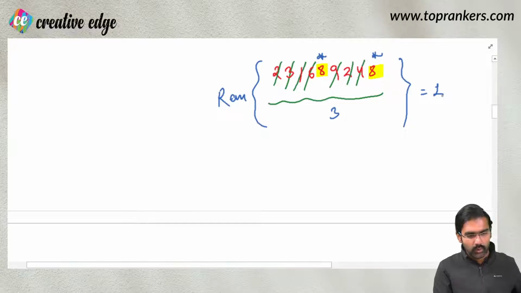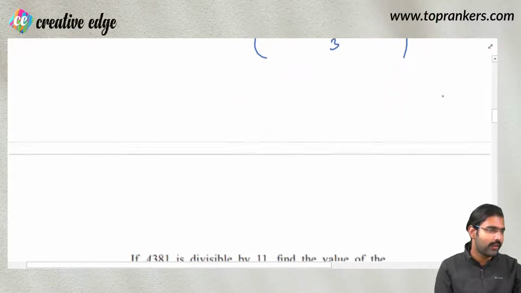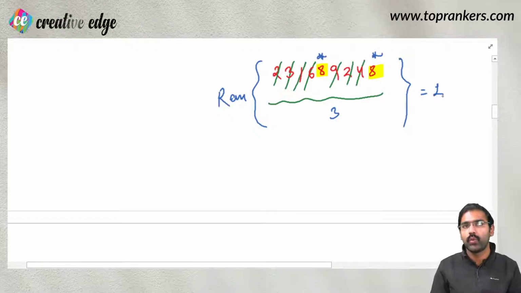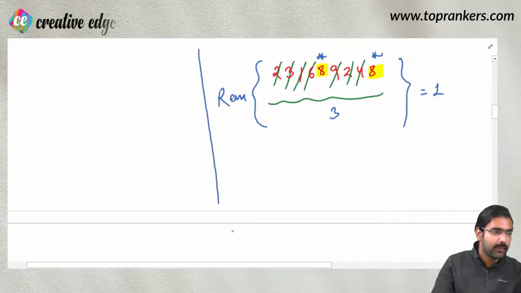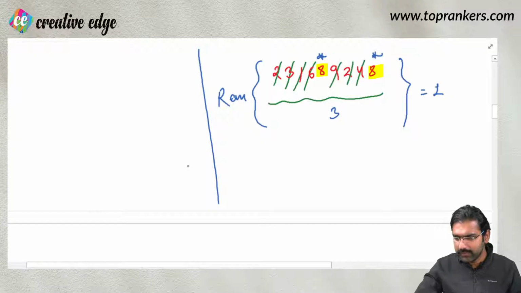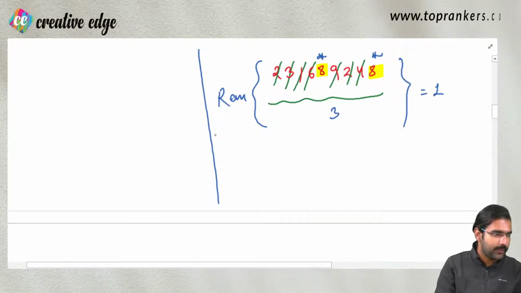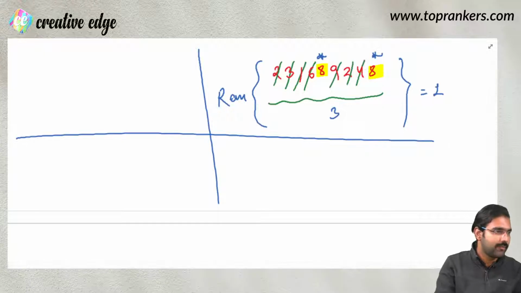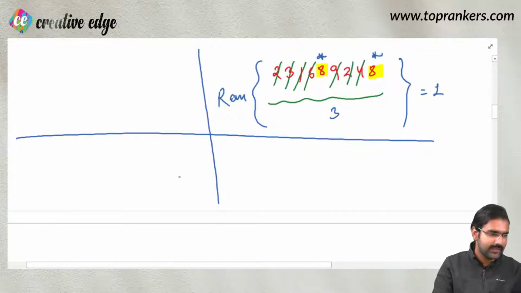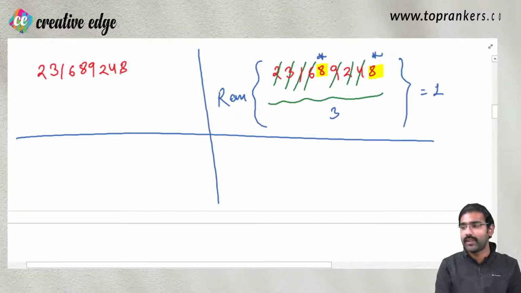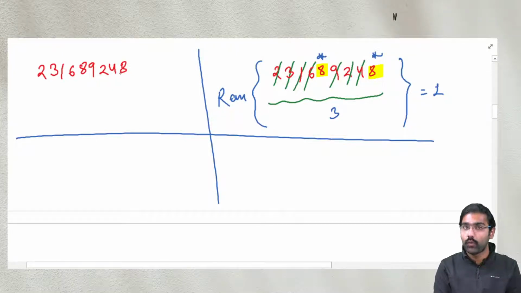Well, there are different rules for different numbers. For example, had you been asked to figure out whether a given number is divisible by 4 or not, how do you do that? You simply check the last 2 digits of the number. What do I mean by that? Look at the same number again, 2, 3, 1, 6, 8, 9, 2, 4, 8. We are supposed to figure out whether this number is divisible by 4 or not.